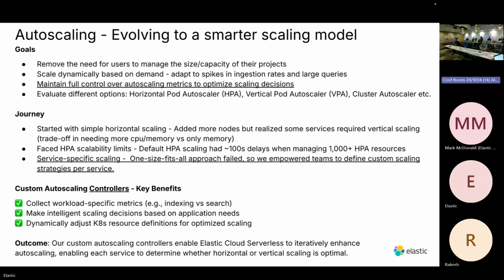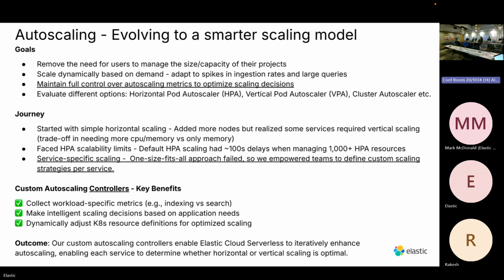But then you also start realizing that those are not the only dimensions that could be impacted when you are controlling the whole management layer, which means we wanted to build out a solution where we have full control on what metrics we are choosing for auto scaling to optimize the scaling decisions, right? And obviously over time, we evaluated multiple different options, right?